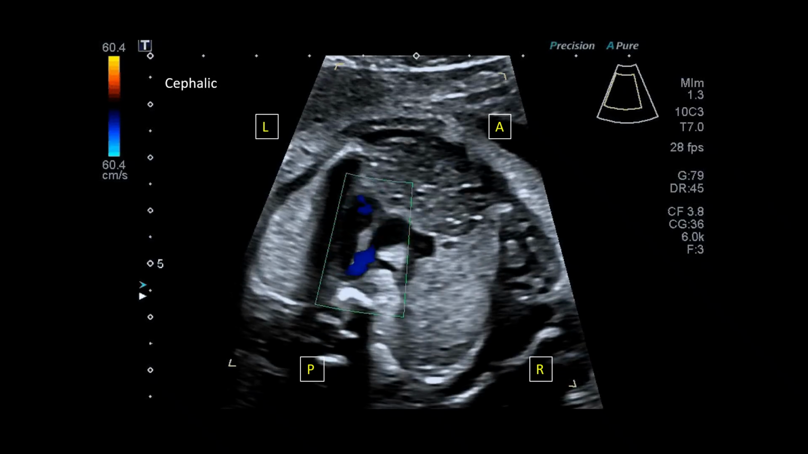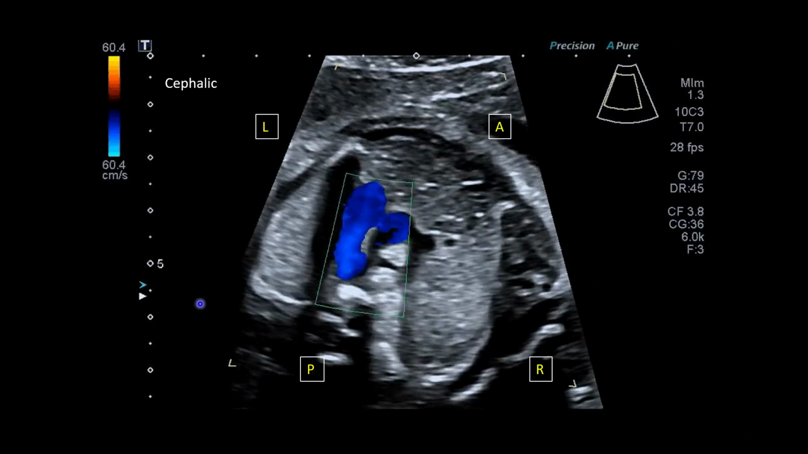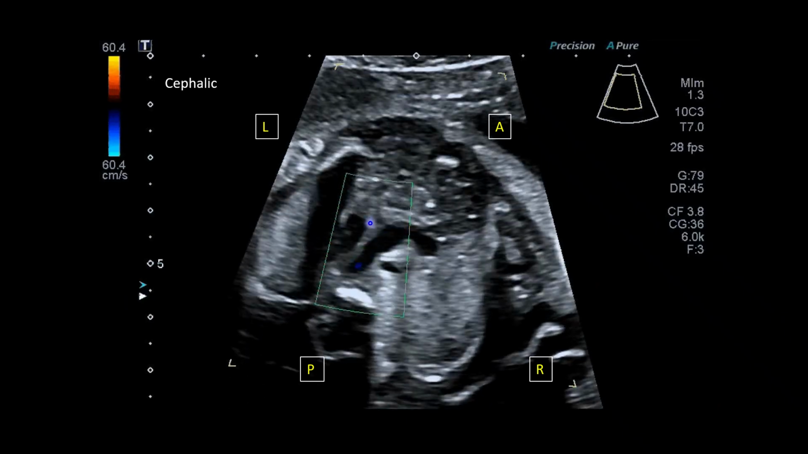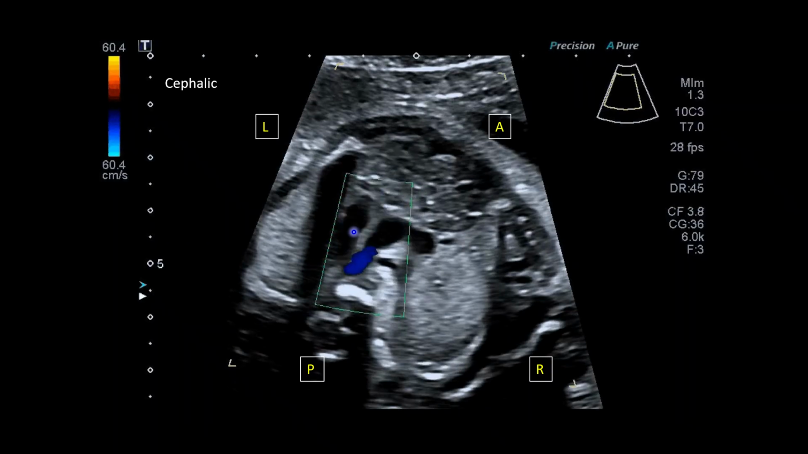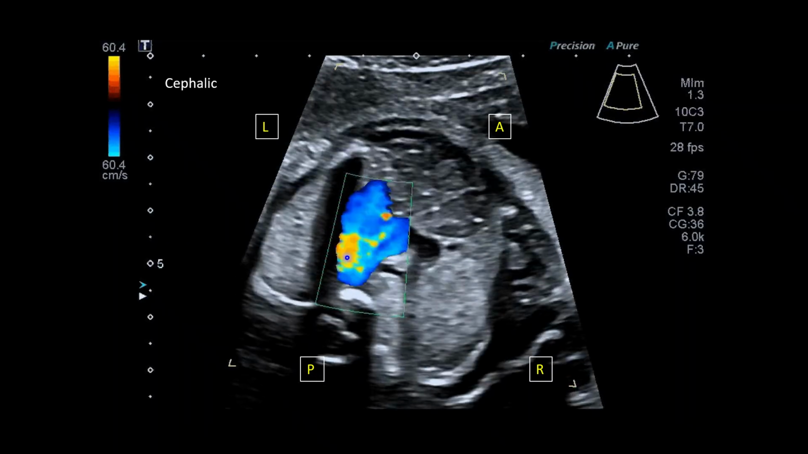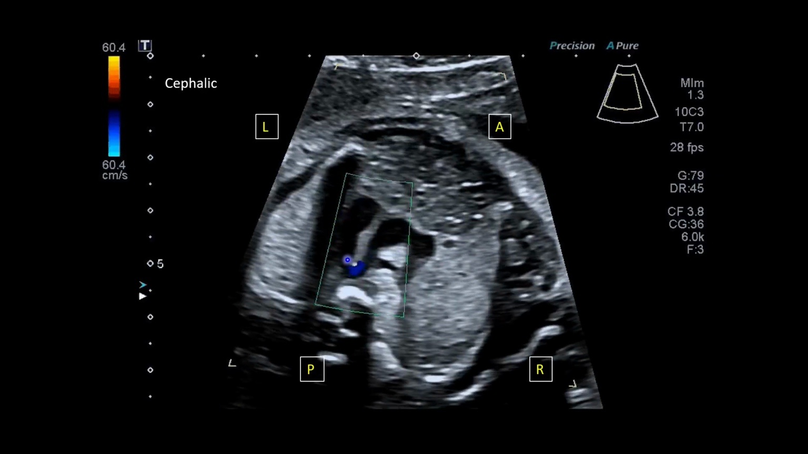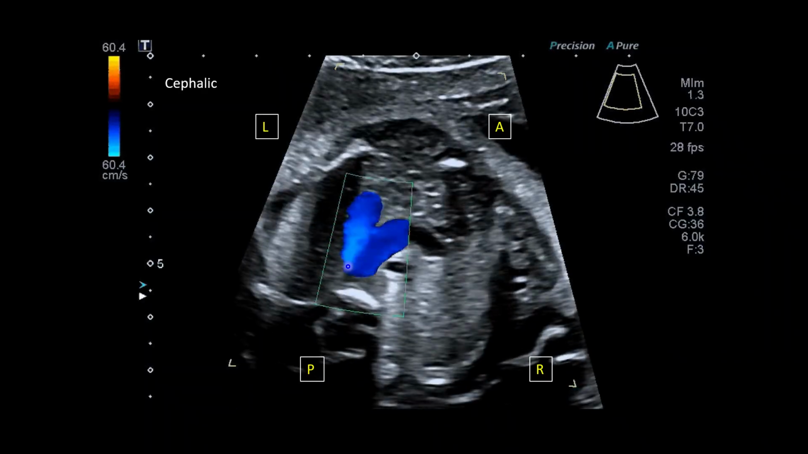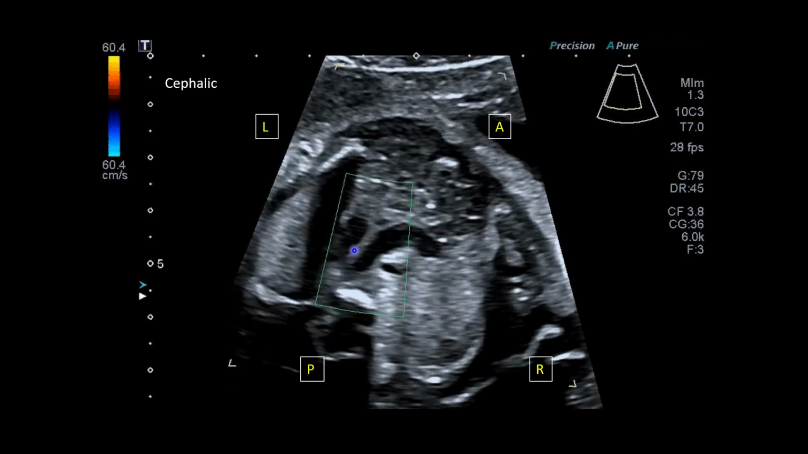Color Doppler evaluation of this view, this three-vessel tracheal view, should show antegrade flow through both the aortic arch and the ductal arch, and it's not uncommon that we see slightly more accelerated blood flow through the ductal arch as there is more volume passing through the right side of the heart, so this is a normal finding, specifically in late gestation as well.